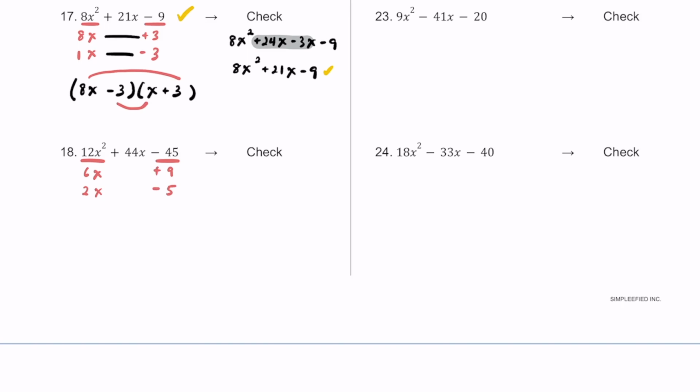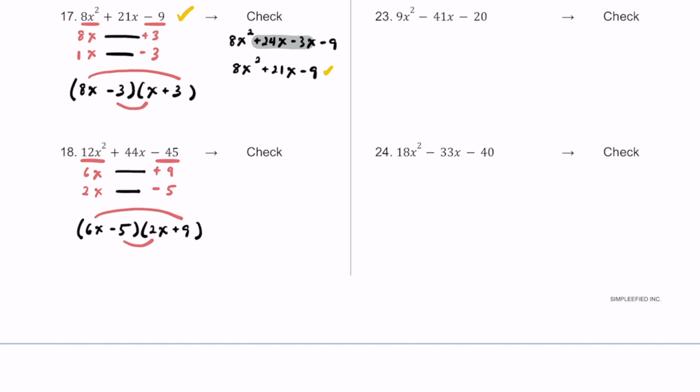So if we go ahead and combine these again, this will be positive 54, take away 10, which is positive 44. So let's see, we have 6x for our first binomial beginning, and then 2x over here. The 6x pairs with a positive 9, and the 2x pairs with a minus 5. So here are the outers and the inners. Let's go ahead and check this.